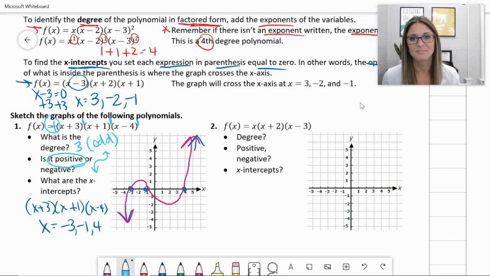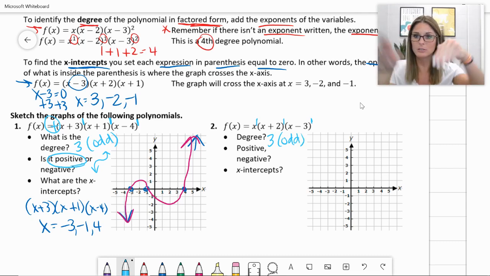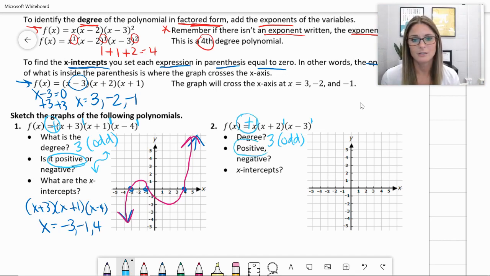Let's do it again. I really like doing these. Number 2, f of x equals x times x plus 2 times x minus 3. Like the example above, you do have an understood 1 on your x, and on each of these parentheses. Add those up, that's a 3. So we do have another odd polynomial. The arrows on my graph will go opposite directions. Is it positive or negative? I don't see anything, so it's positive.